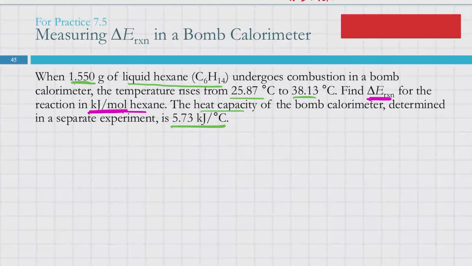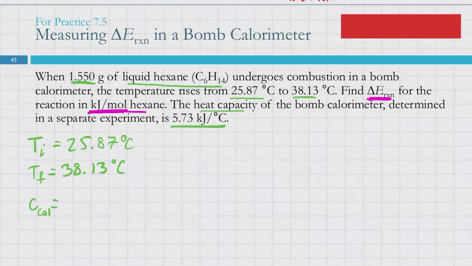So it would be helpful for us to pull these all out and list them on the side. So our initial temperature is the first temperature value, our lower temperature value in this case. Our final temperature, 38.13 degrees Celsius. C cal, the calorimeter constant, is 5.73 kilojoules per degree Celsius.